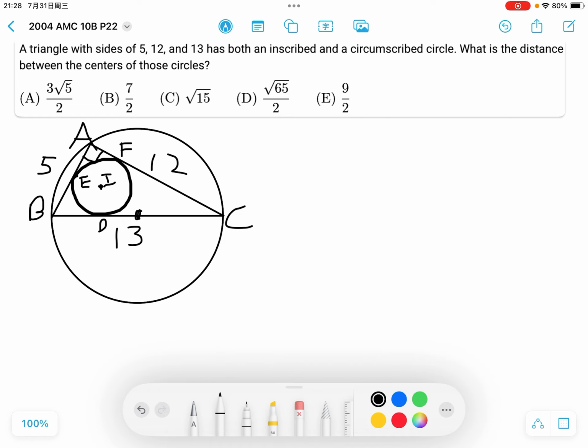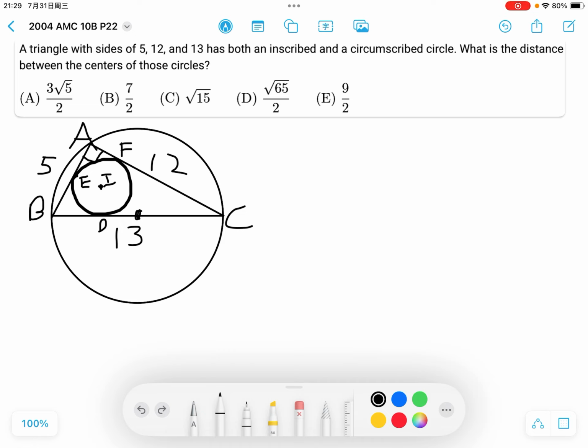So what about the inscribed and circumscribed circle? If you don't know, the inscribed circle has a center, which I've labeled I. It is the intersection of all of the angle bisectors of every angle in the triangle. So I is basically the intersection of the angle bisectors of my angles in the triangle.